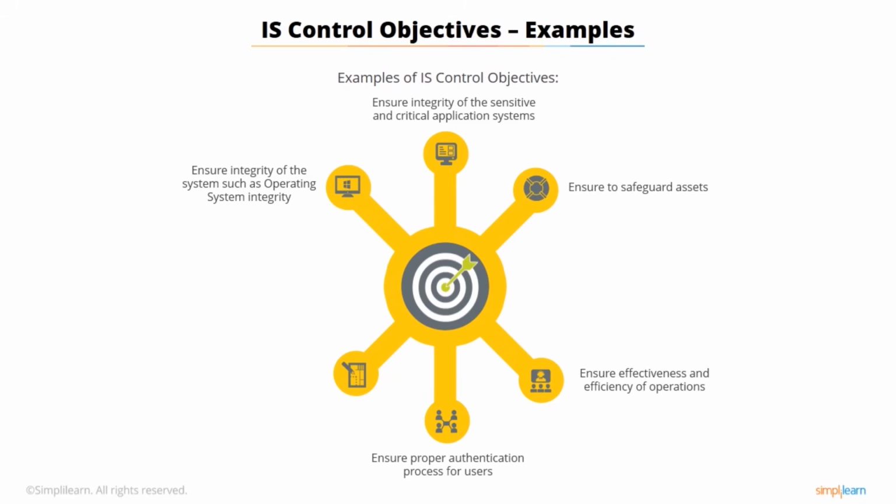Ensure proper authentication processes for users. This is a critical part of information system security. Ensure the availability of any given service, and this is accomplished through disaster recovery planning and business continuity planning. There are other knowledge objectives later on in this course which will cover disaster recovery and business continuity in much more detail.